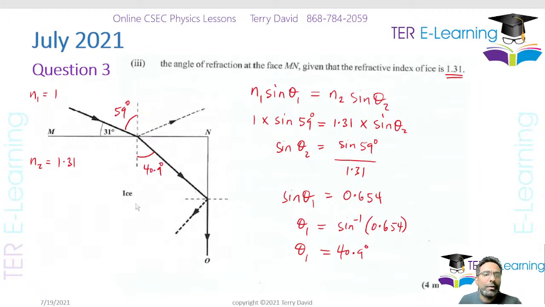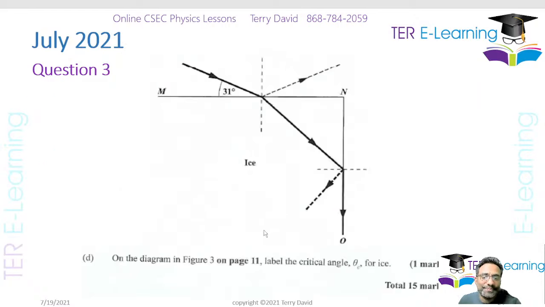40.9 degrees, right? Now, that's 4 marks for that. Now on the diagram, label the critical angle for ice, theta C. Now I know what some students did for this particular question. Some of you went to the diagram and said, so it's theta C, and they did this. They say, yes, this is theta C. But that is wrong. That is not theta C.